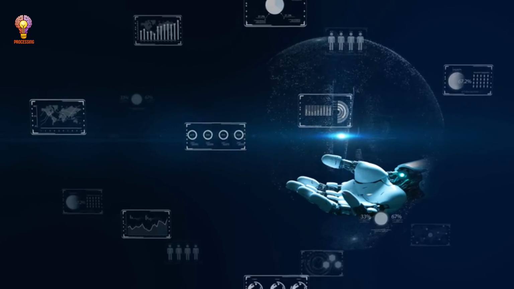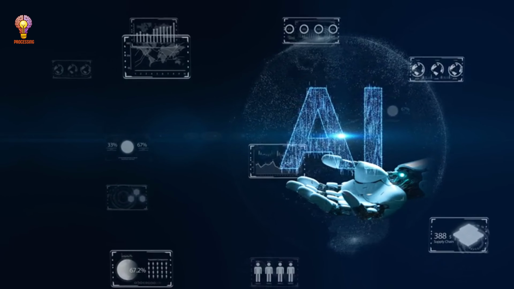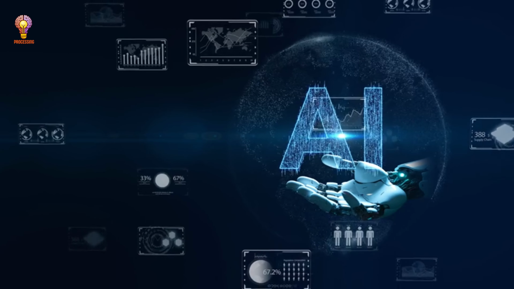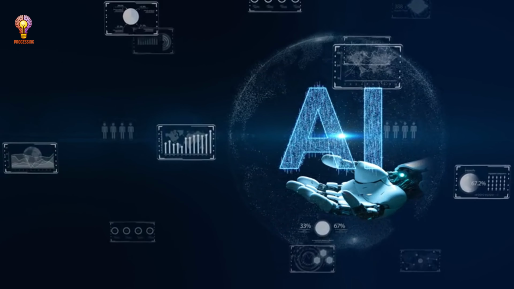Artificial intelligence and machine learning. AI and machine learning algorithms are being implemented to predict and optimize production schedules, detect process inefficiencies, and identify potential equipment failures before they happen.